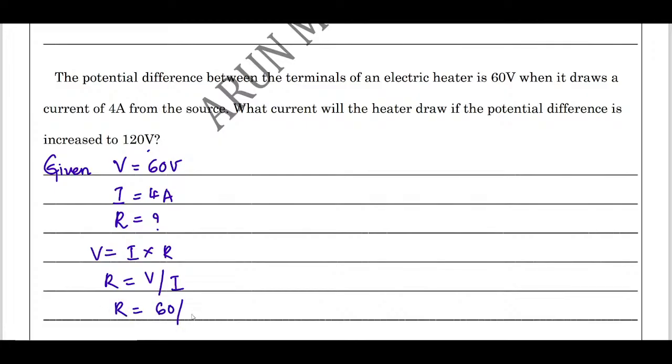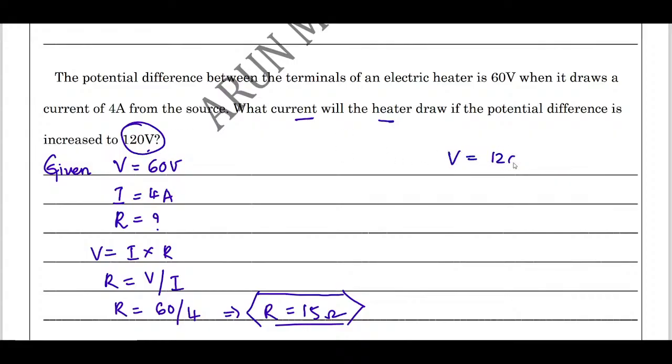Now R equals, what is V? 60 divided by I, which is 4. Now we get resistance R equals 15 ohm. 60 divided by 4 is 15. Therefore resistance R equals 15 ohms. Now students, the second condition you can check here is what is the current drawn by the heater if the potential difference is increased to 120. Now for case 2, V equals 120 volts, resistance will be same, R equals 15 ohm.